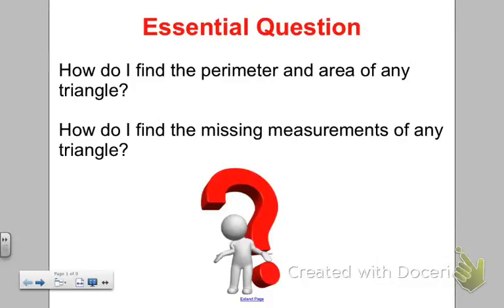In Lesson 4, we're going to answer the questions, how do I find the perimeter and area of any triangle, and how do I find the missing measurements of any triangle? That means we're going to look at other triangles besides right triangles. We're going to see obtuse and acute.